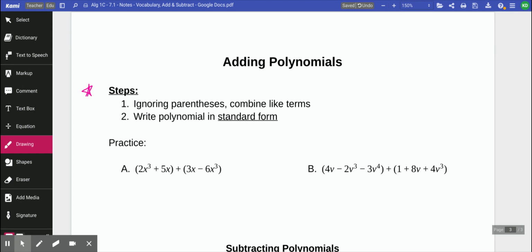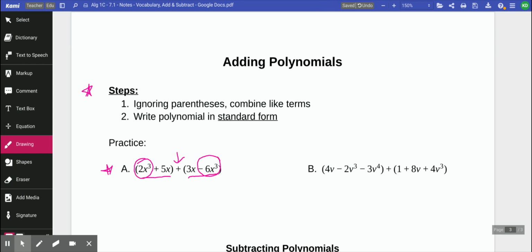So let's do that. Let's take a look at the whole problem before we get started. So if I look at number A, we have 2x to the third plus 5x. That's our first polynomial, as you can see by the parentheses. Plus, right, so that's our sign in the middle that tells us what we're doing. Plus 3x minus 6x to the third. That's our second polynomial. So I'm combining polynomial 1 and polynomial 2. We can see in both of these polynomials, right, our biggest exponent was x to the third power. So we're going to start by combining 2x to the third and negative 6x to the third.